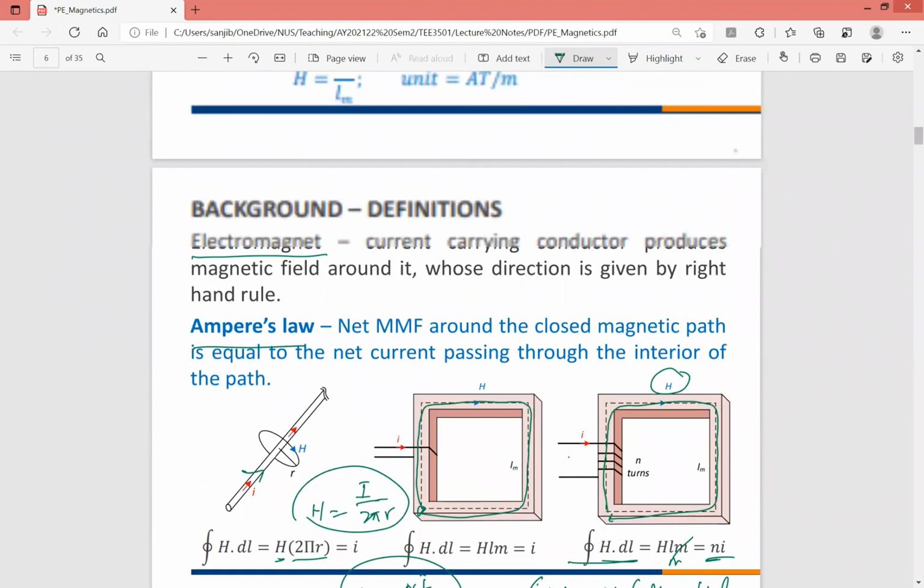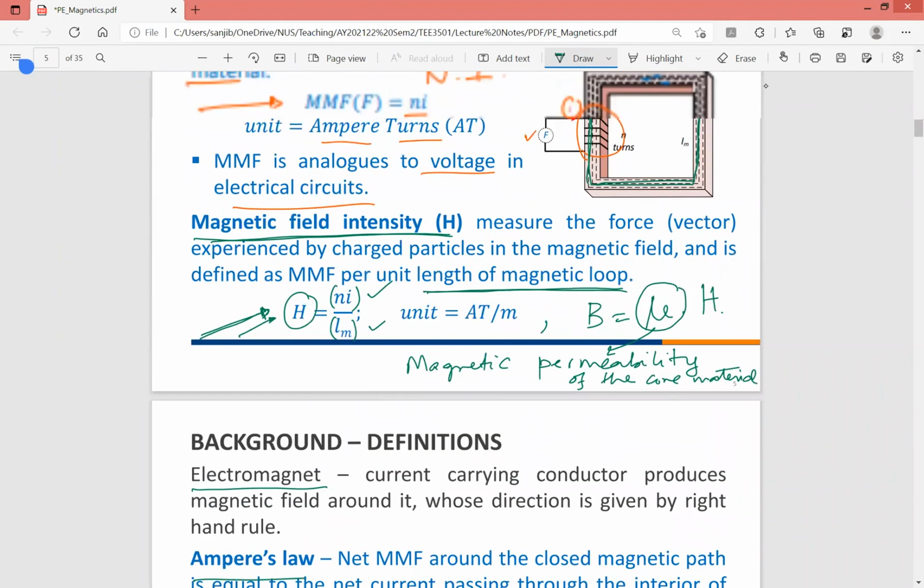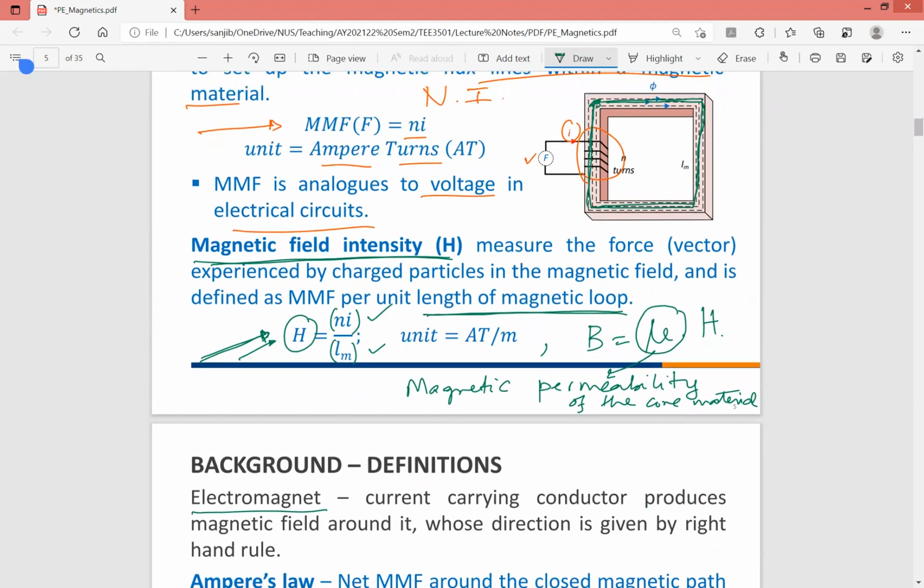Okay, so that's the definition of magnetic field intensity. Now let me just pause here to see whether you guys are clear about what is magnetic field intensity, what is flux density, right? So these terms must be clear before we proceed.